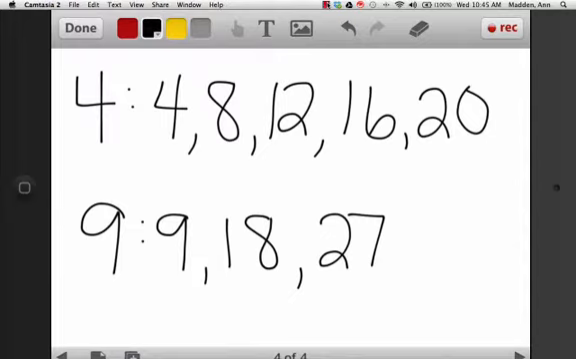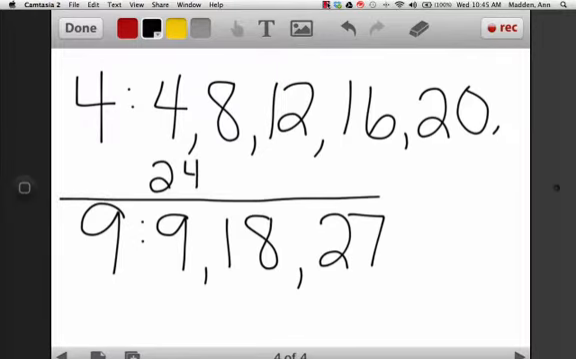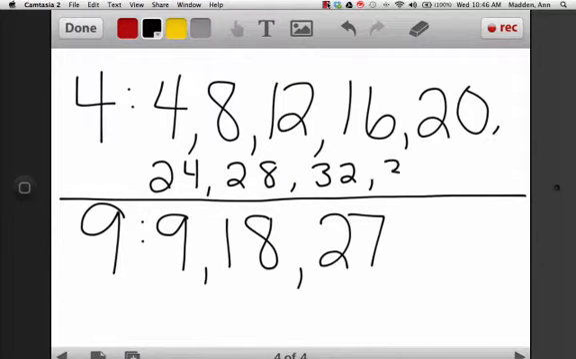So I'm going to continue on. I need to make this one up here bigger, so I'm going to add more. I stopped at 5 times 4 is 20. 6 times 4 is 24. Draw a line here so I can separate them. 7 times 4 is 28. 8 times 4 is 32. 9 times 4 is 36. 10 times 4 is 40. All right, I added 5 more. Let's see if I can find them.